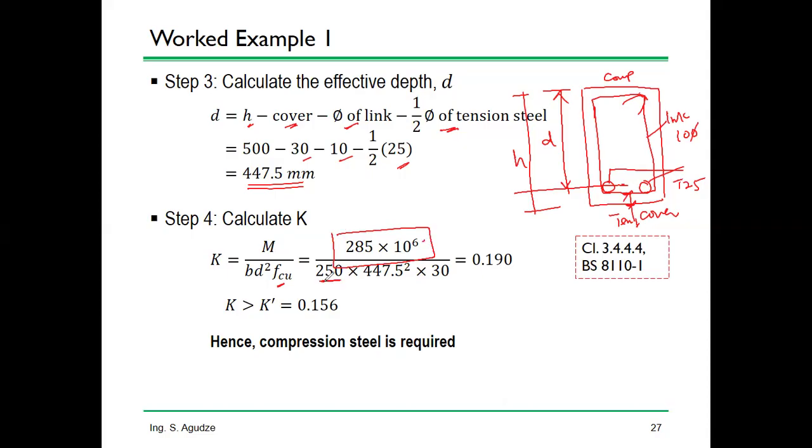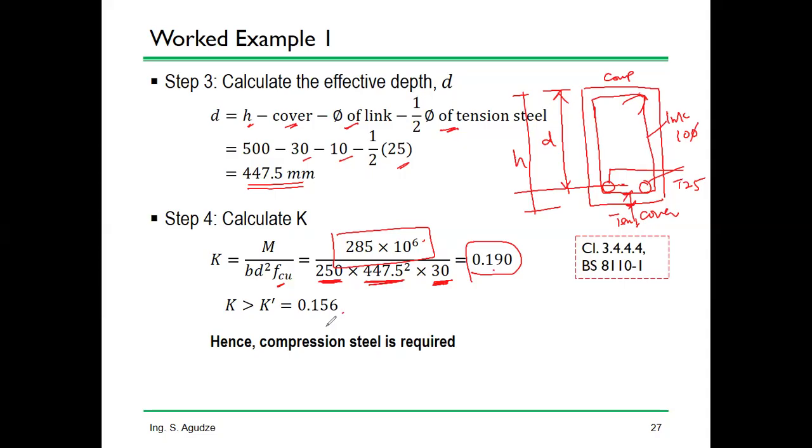And the B is 250. This is the D. Remember the D is squared, right? And then the FCU. And this will give us 0.19. And clearly you see that this value is bigger than K prime, which is 0.156. So because it's bigger than K prime, we say compression steel is required.